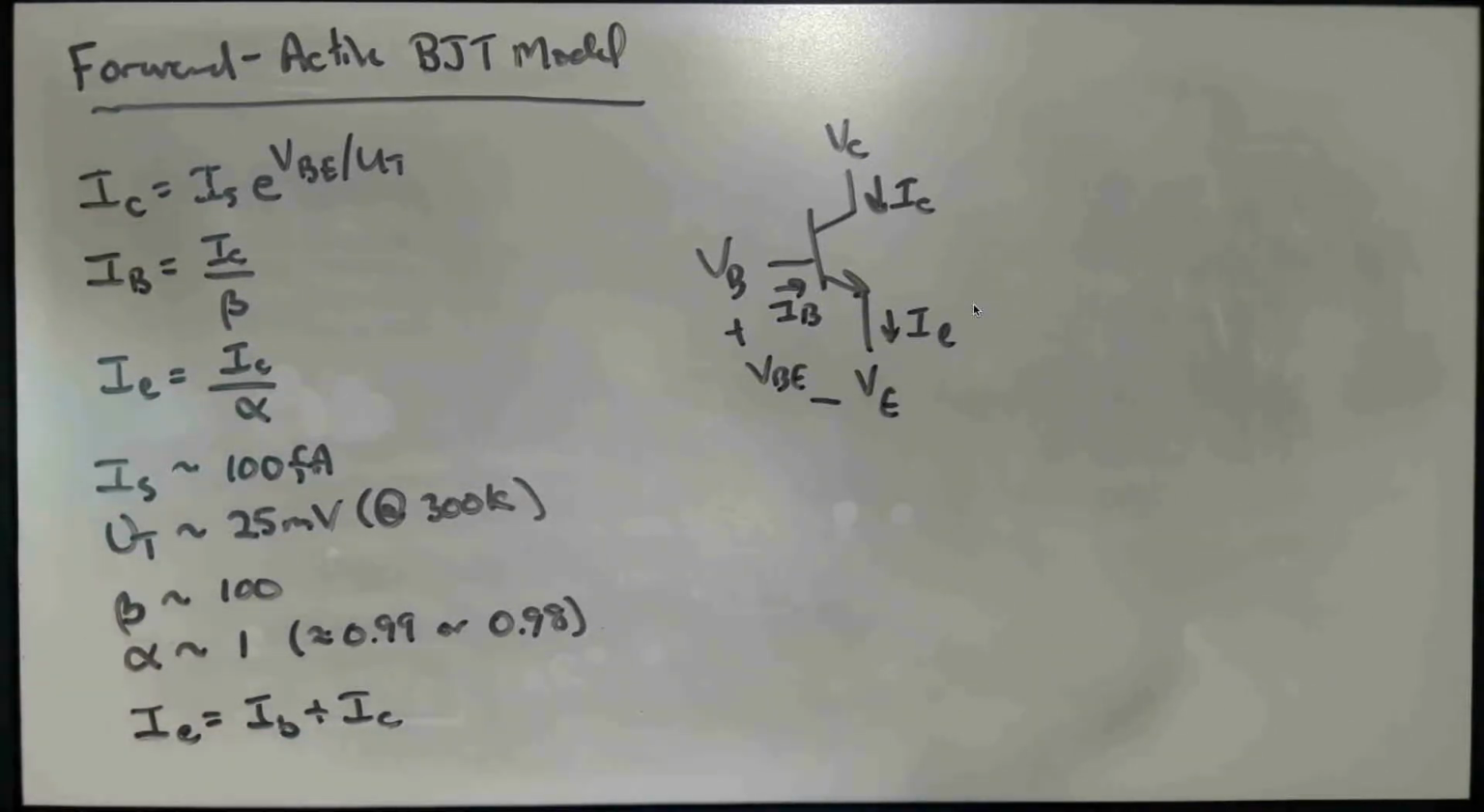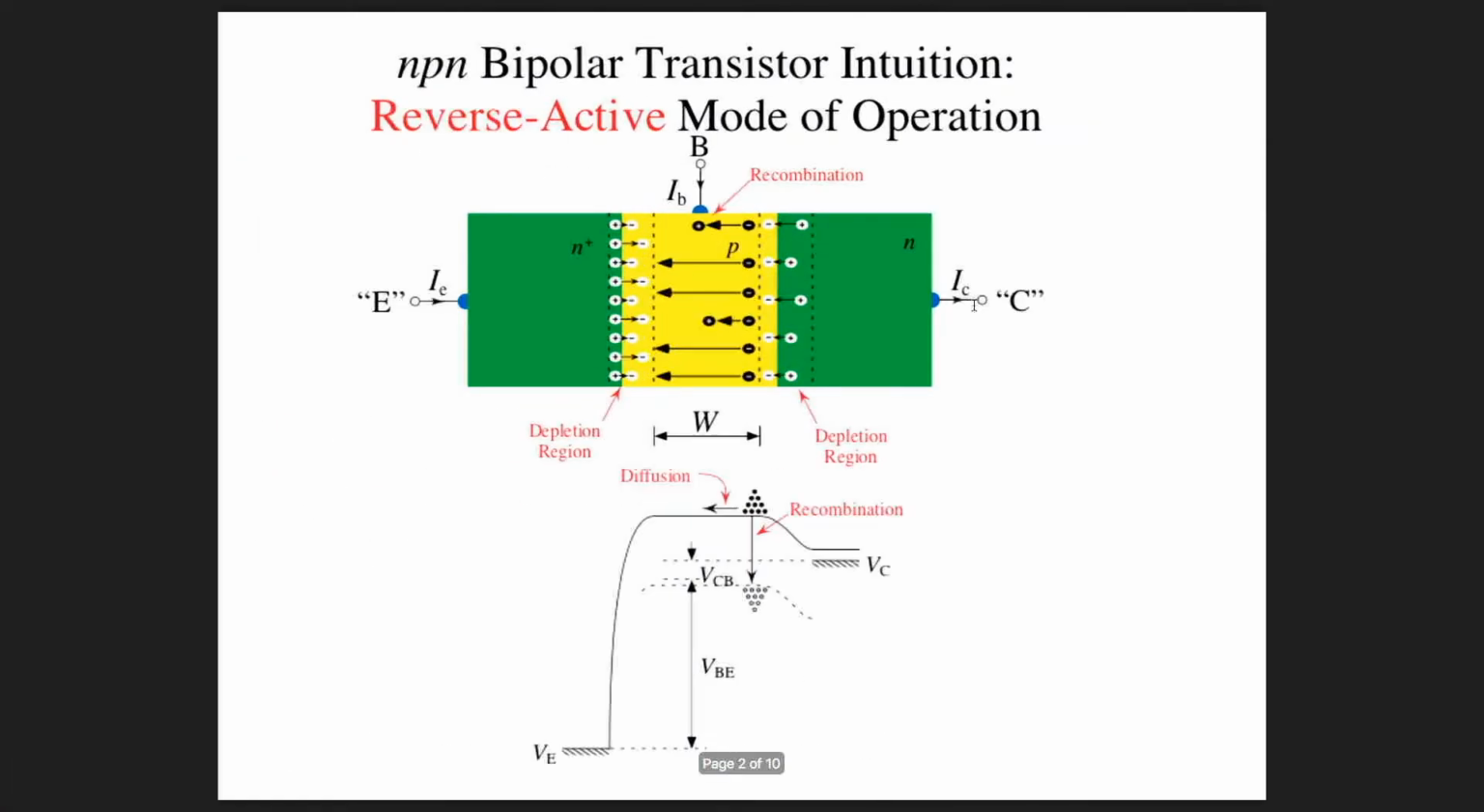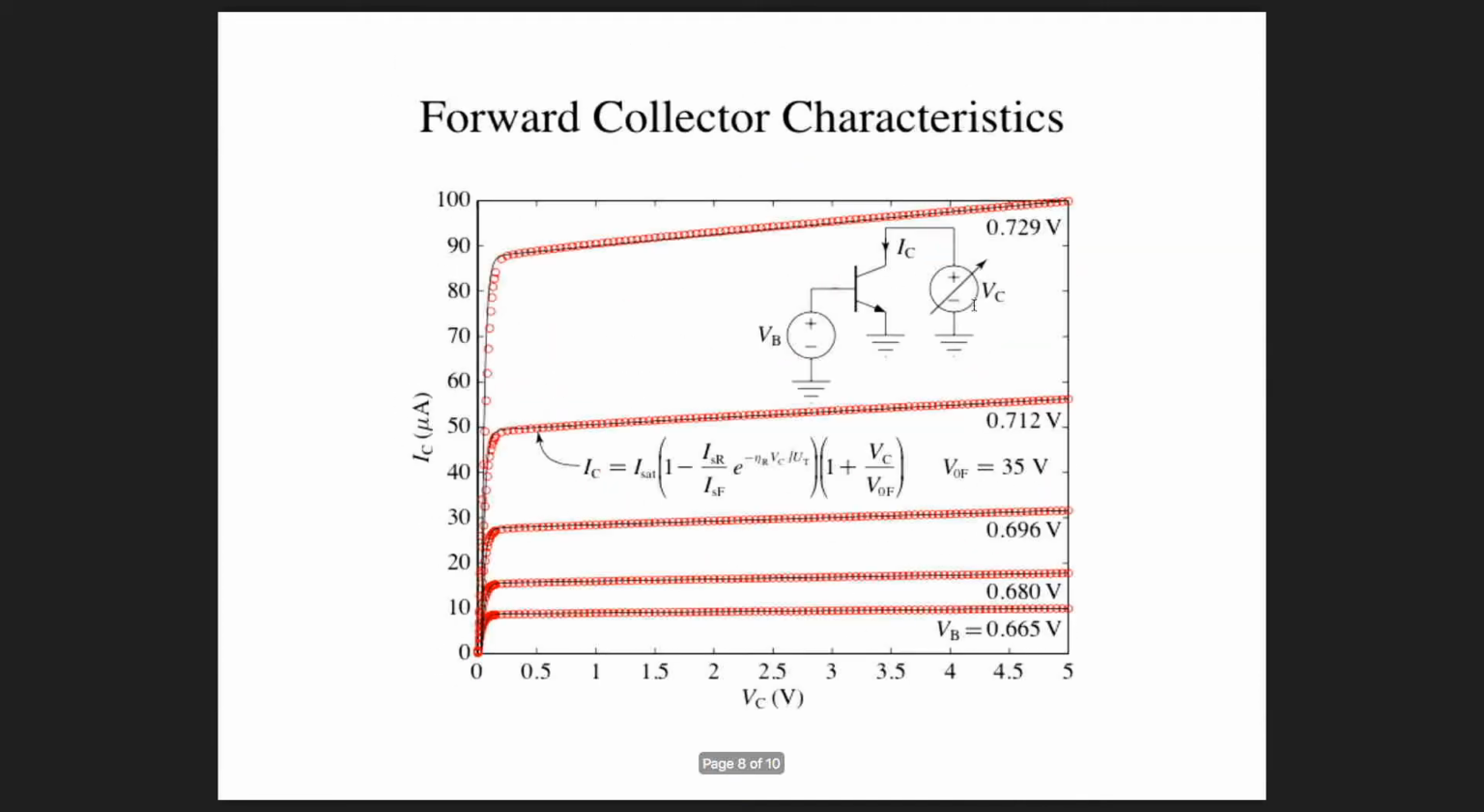Okay? So now what we want to do is flip back over to this slide deck and pick up where we left off last time by looking at what are called the collector characteristics. So what this is a plot of collector current versus the collector to emitter voltage. And this is typically shown on a linear scale.